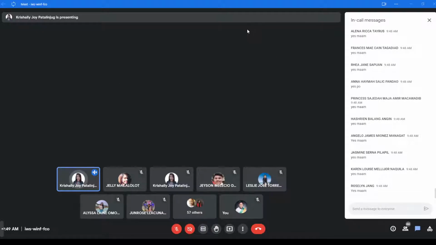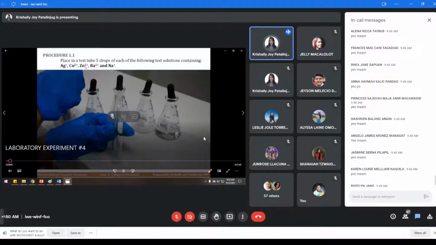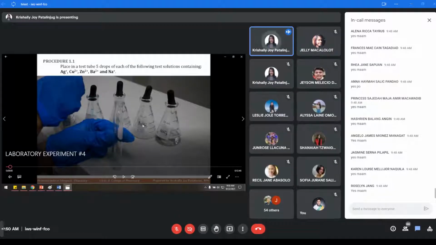Okay, so first procedure, you have 5 test solutions. Silver ion, the test solution is in the form of silver nitrate. Please write it down. You know already how to write the formula of the compound. Copper is in the form of cupric sulfate. Then zinc is present in the form of zinc nitrate. Then barium in the form of barium nitrate. Then sodium in the form of sodium nitrate.